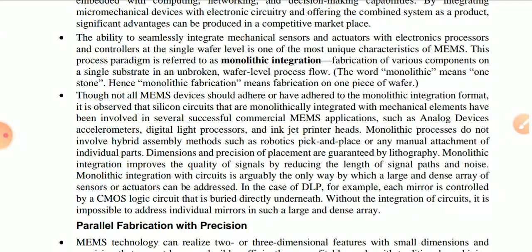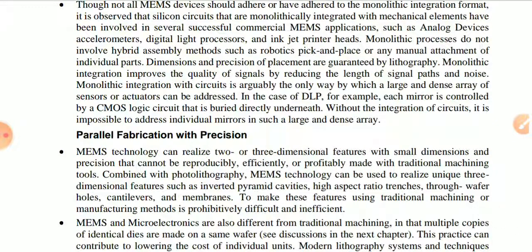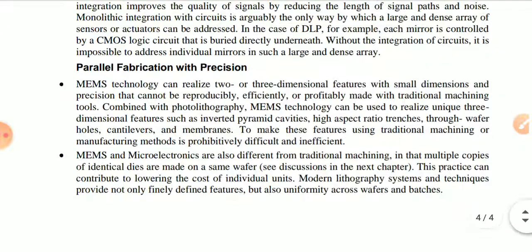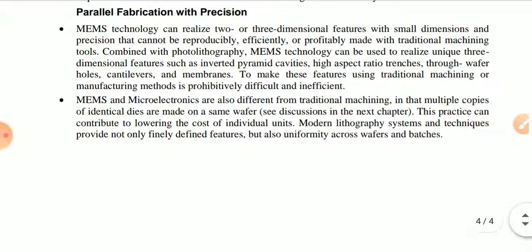Last is parallel fabrication with precision, also called multiplicity. Multiplicity is basically multiple functions being made in a system. If you want a large machine or large task, you need many small micro machines, and these micro machines are coupled and integrated together to get the best performance on a single chip. That is multiplicity, and that is parallel fabrication with precision. Thank you for watching this video.